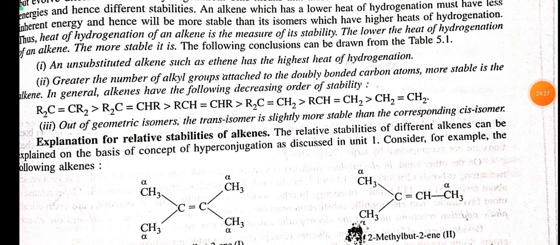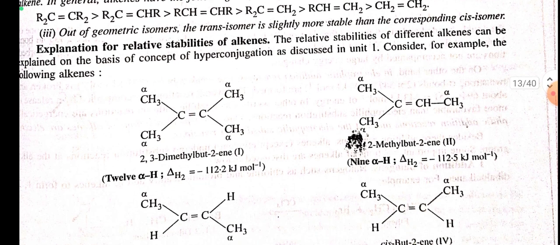An unsubstituted alkene such as ethene has the highest heat of hydrogenation. The greater the number of alkyl groups attached to the doubly bonded carbon atoms, the more stable is the alkene. In general, alkenes have the following decreasing order of stability. Out of geometric isomers, the trans isomer is slightly more stable than the corresponding cis isomer.